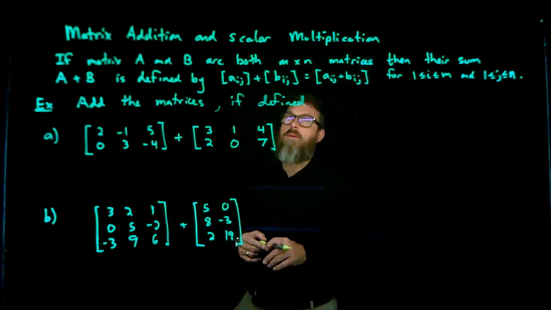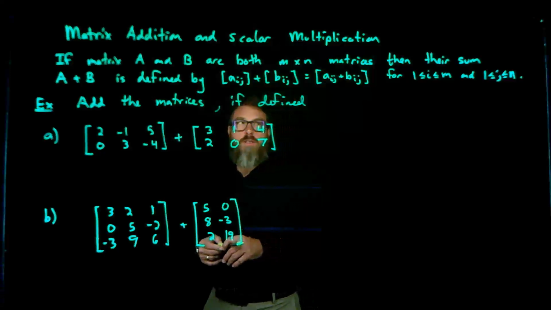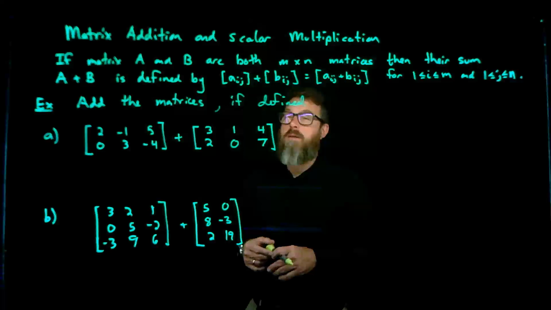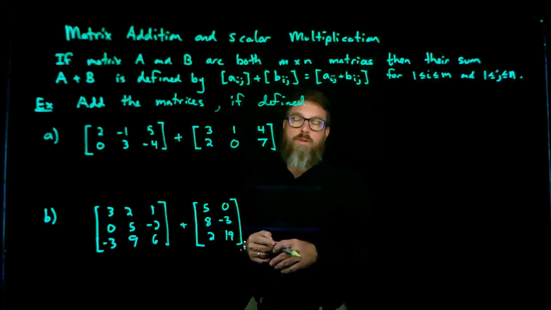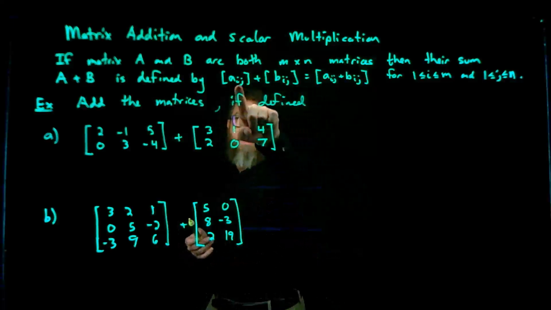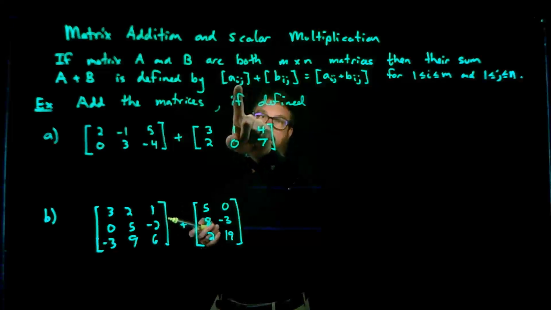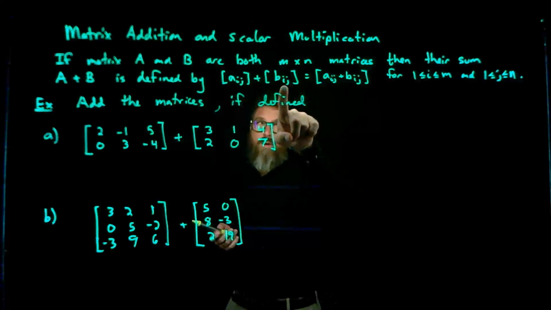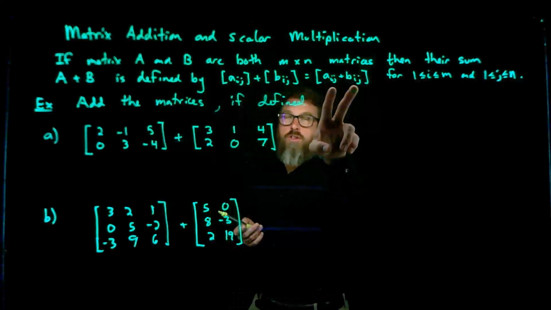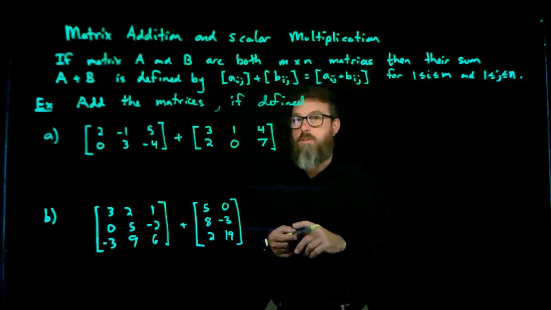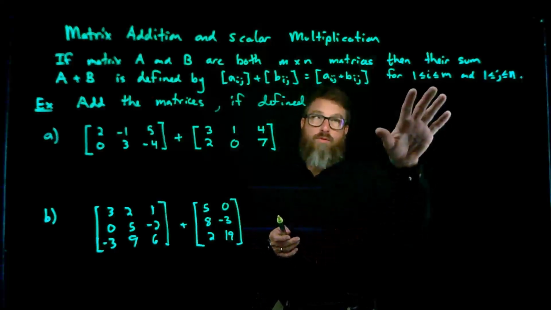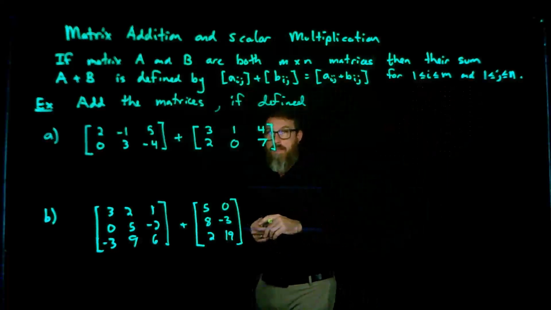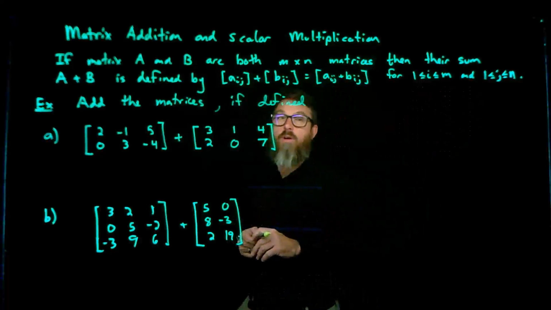So, if matrix A and B are both m by n matrices, so they're the same size, then their sum, A plus B, is defined by simply adding their corresponding entries. So what we'd say is matrix A, written in entry or component form, plus matrix B, written in component form or entry form, then their sum is just the addition of their corresponding entries. And this is for all 1 less than or equal to i less than or equal to m, and 1 less than or equal to j less than or equal to n. So this just says add their corresponding entries.